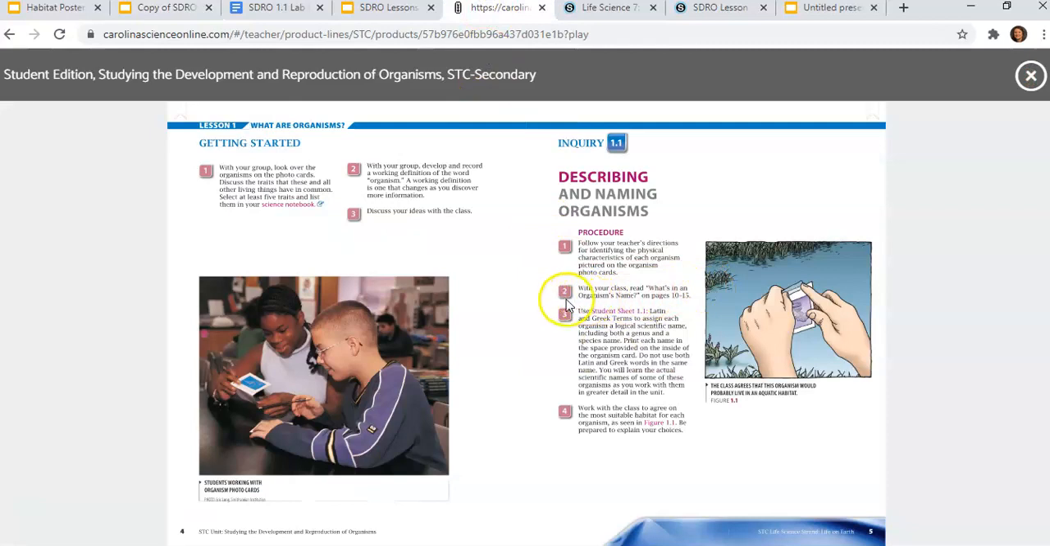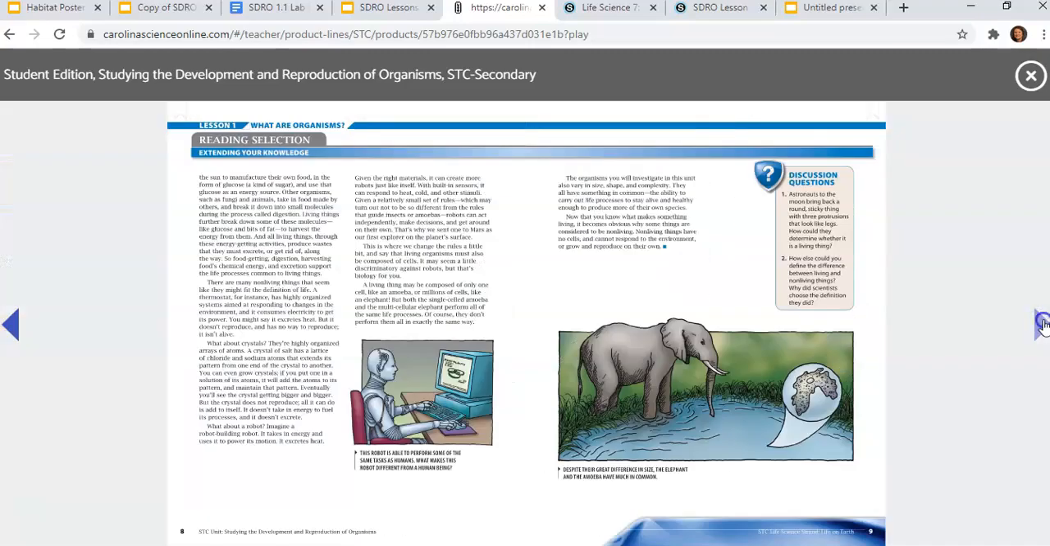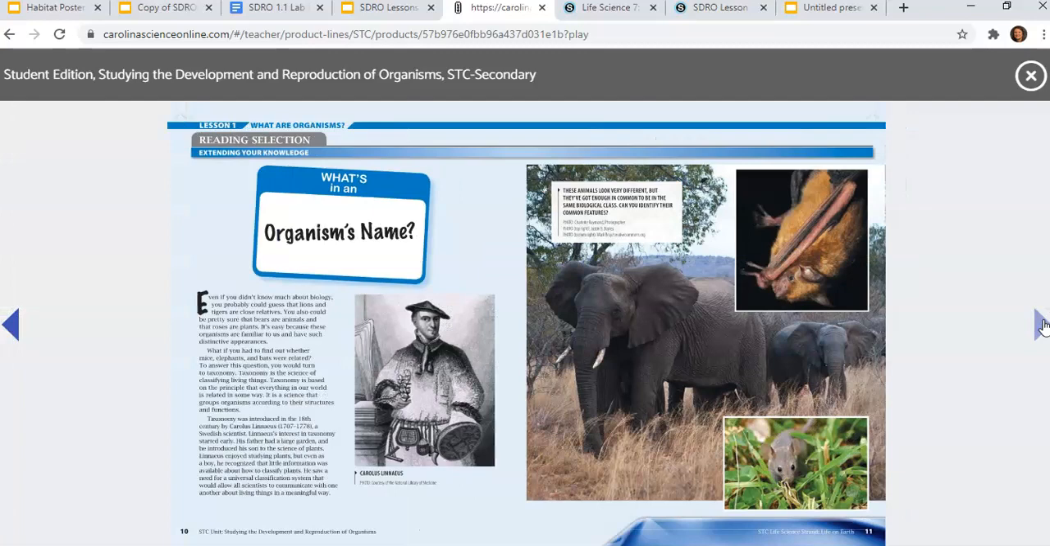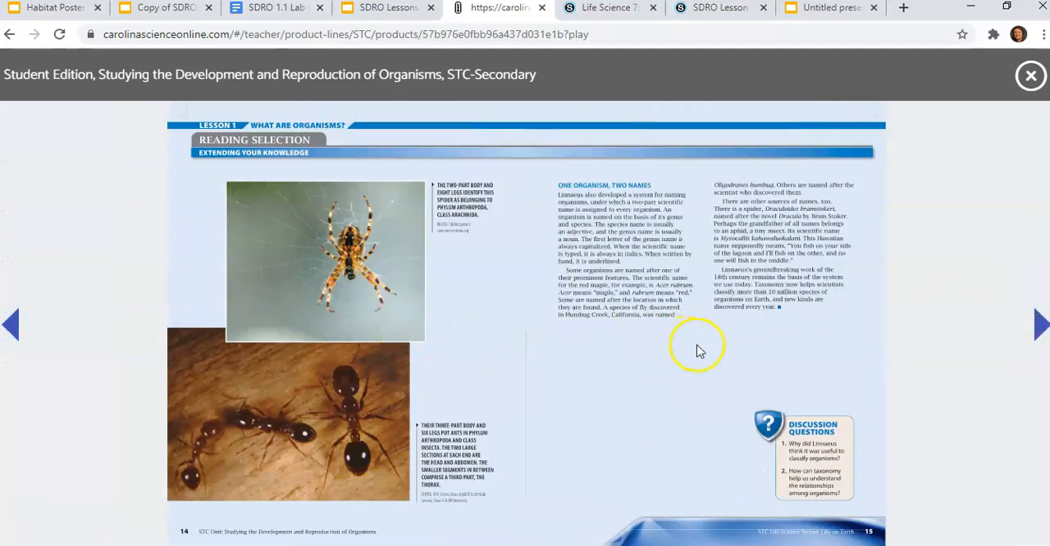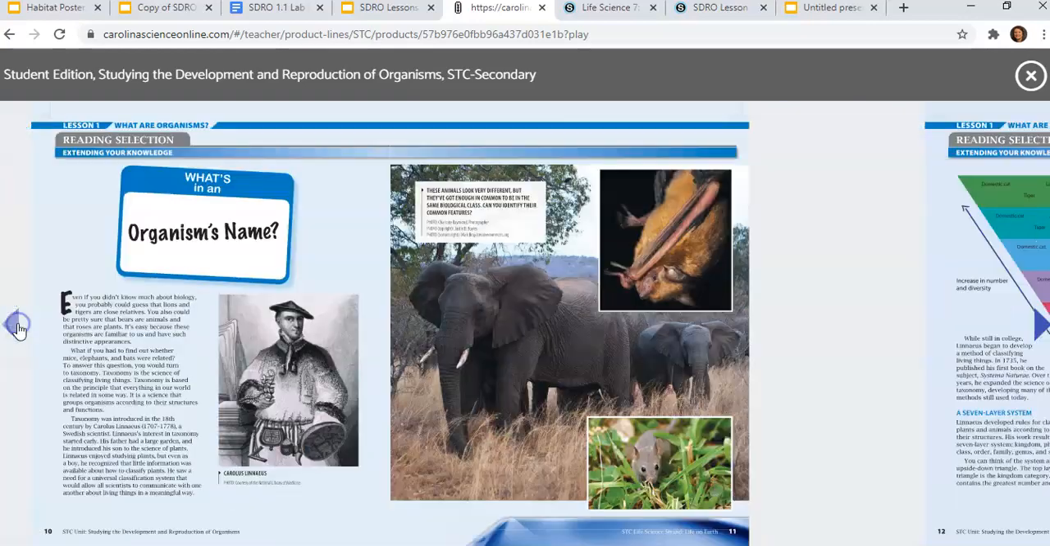Second step says, with your class, read what's in an organism's name on pages 10 to 15. So I would just turn in my book and I would read pages 10, 11, 12, 13, 14, and 15. I would read those. And as you see, most of these pages, or some of these pages, just have pictures on them, so it's really not as much reading as what you would think.